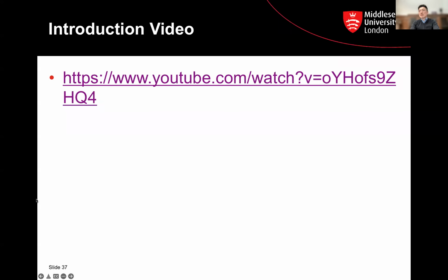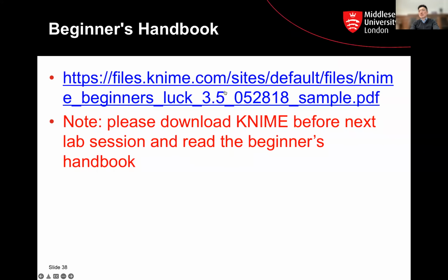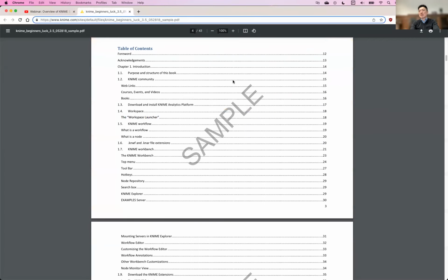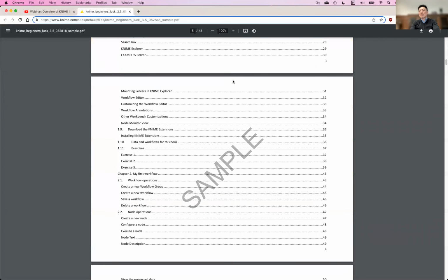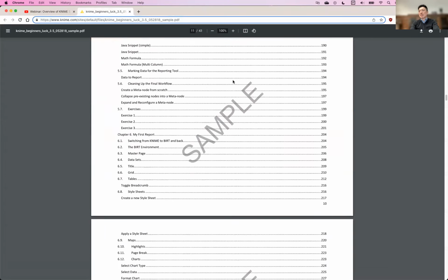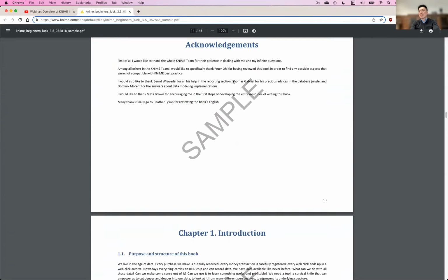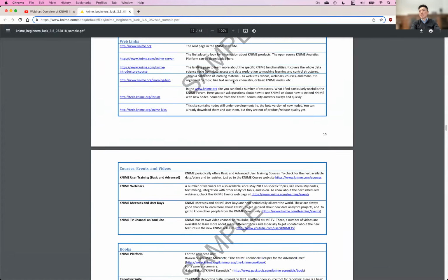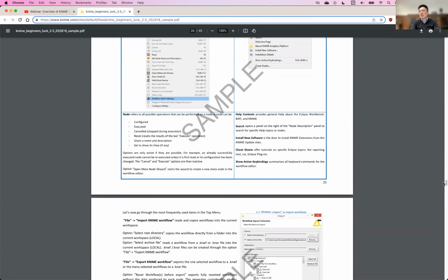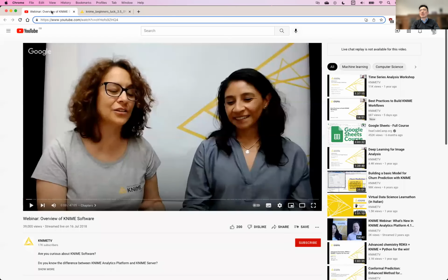Okay, and then there's another resource, which is this one, and that's the book, and it covers similar things. This is only, I think, the first part of the book. It's not the entire book, but it covers everything we need to know for the module, and it tells you how to use KNIME. So these are the two things that are useful to know.